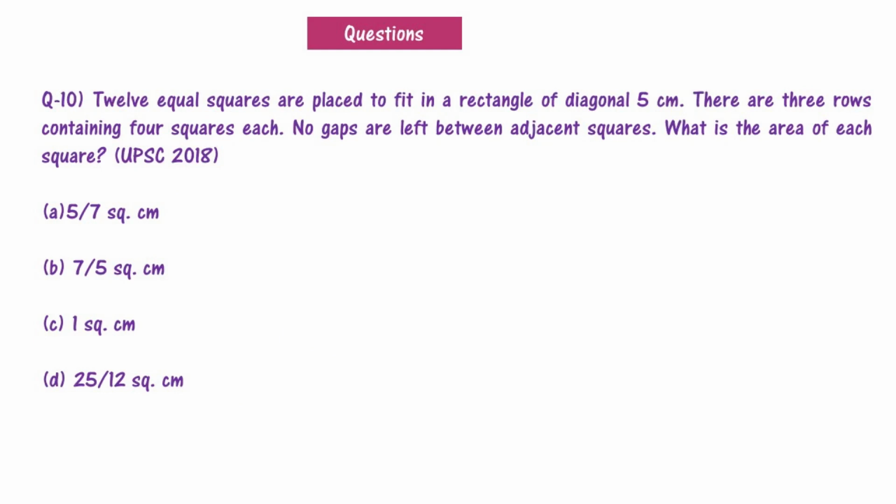Now comes the last question, that is question number 10. 12 equal squares are placed to fit in a rectangle of diagonal 5 cm. There are 3 rows containing 4 squares each. No gaps are left between adjacent squares. What is the area of each square? This is a UPSC 2018 question. Options are 5 by 7 square centimeter, 7 by 5 square centimeter, 1 square centimeter, 25 by 12 square centimeter. Please solve this question.